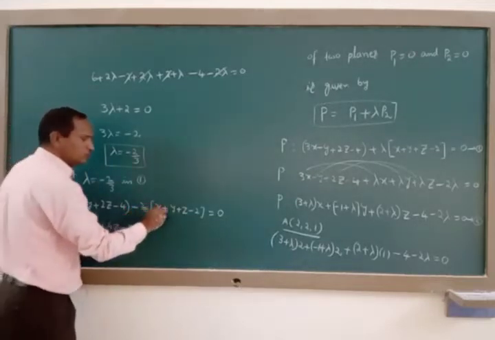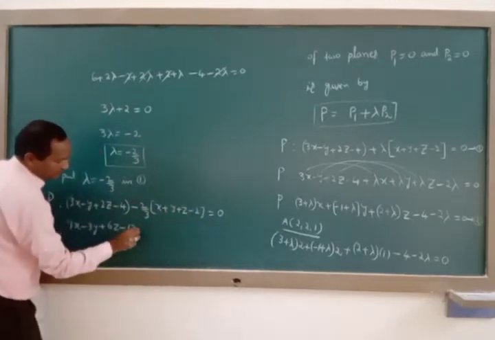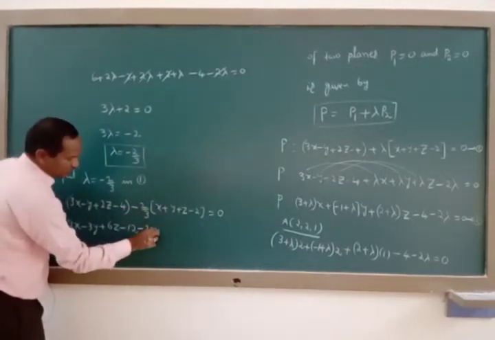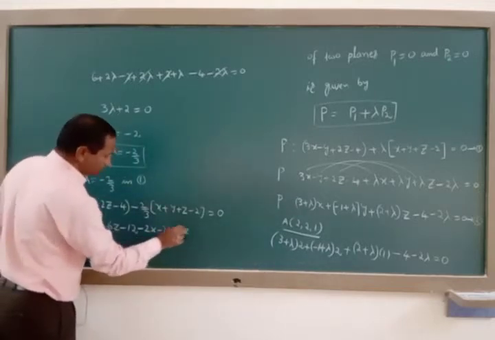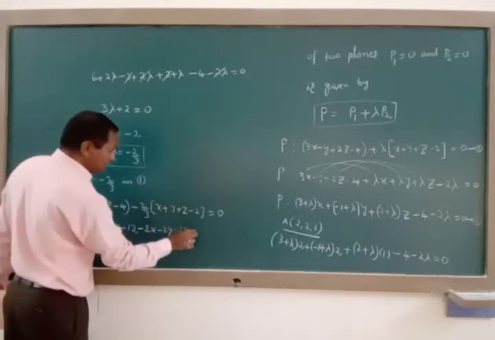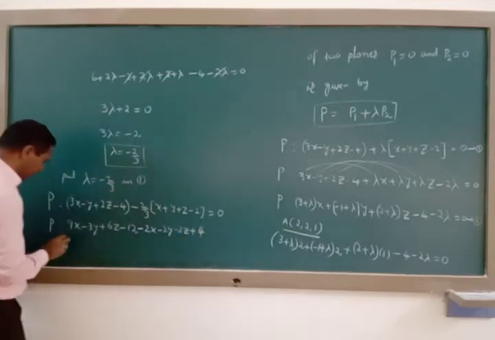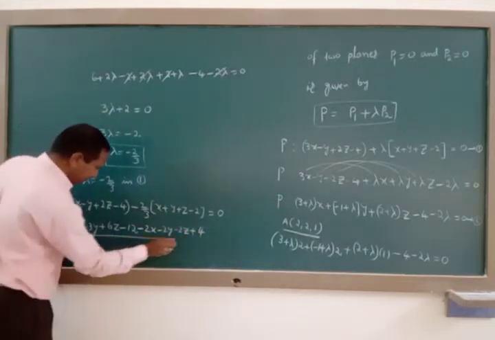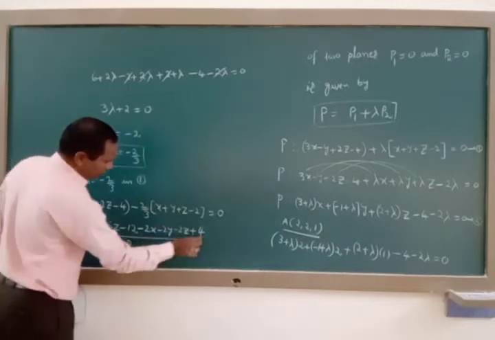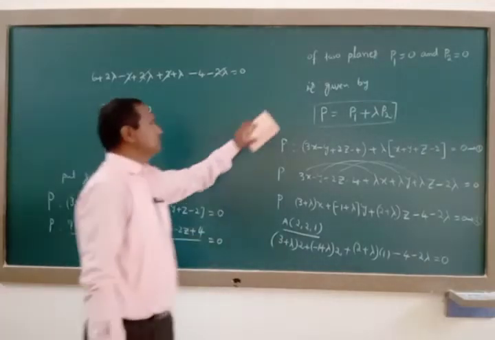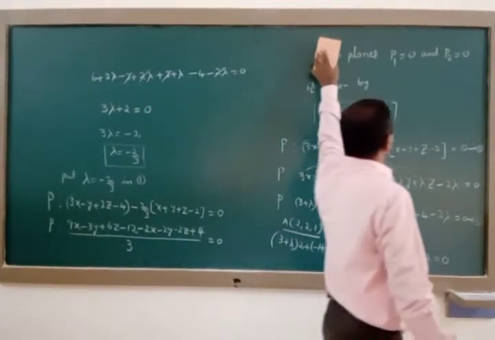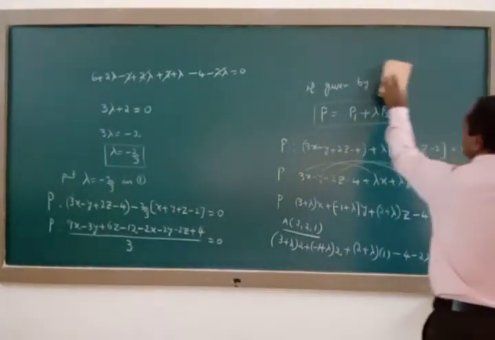Multiply minus 2 with all these terms, then we get minus 2x minus 2y minus 2z, minus 2 into minus 2 is plus 4, whole divided by 3 is equal to 0. Then simplify the numerator part of this fraction and afterwards do the simplification.